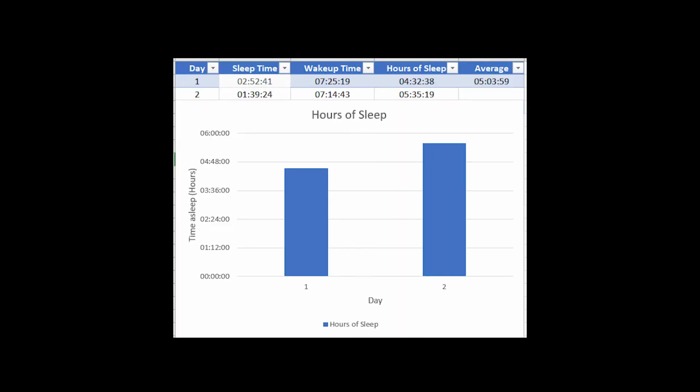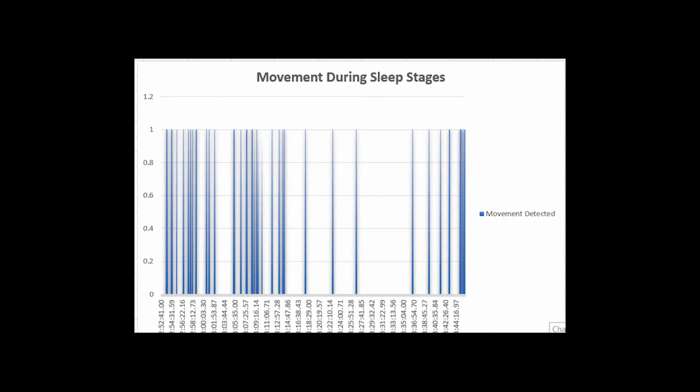For the first data, it is time of sleep during testing. On average, I slept 5 hours per night, with 4 hours 32 minutes being the shortest and 5 hours 35 minutes the longest. The next graph shows the movement detected during different stages of sleep.